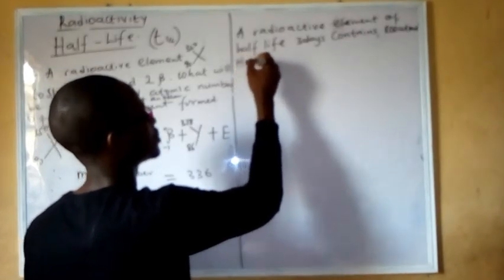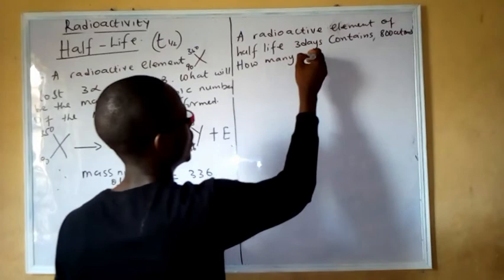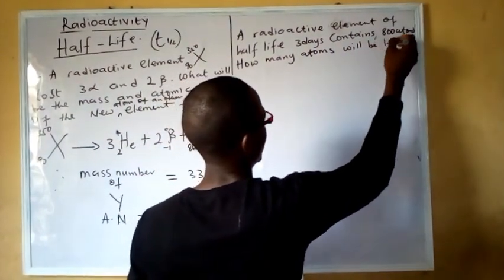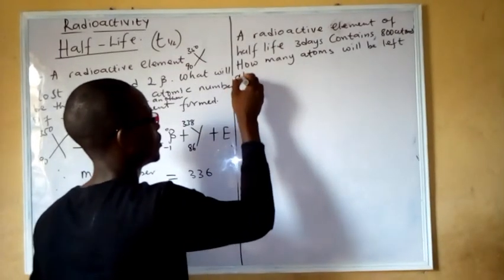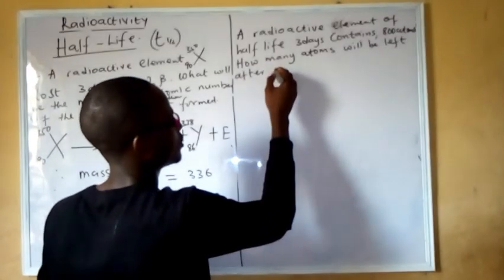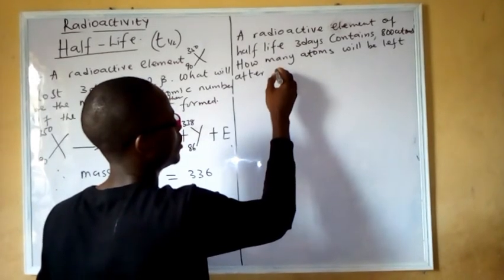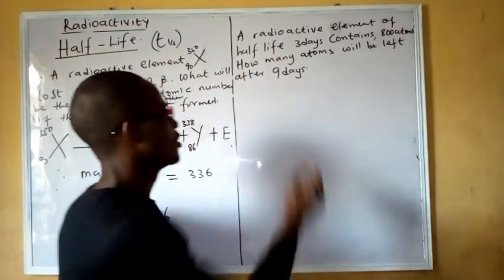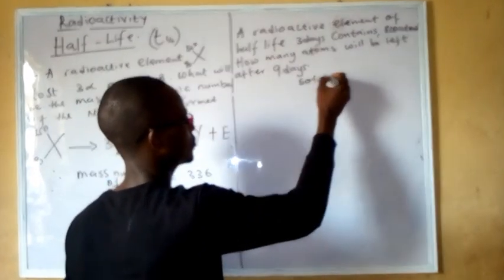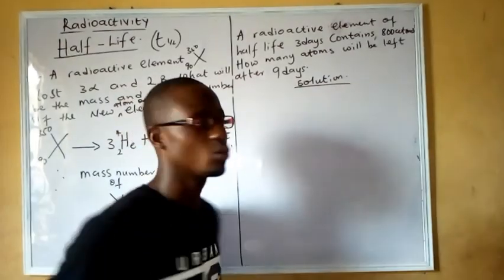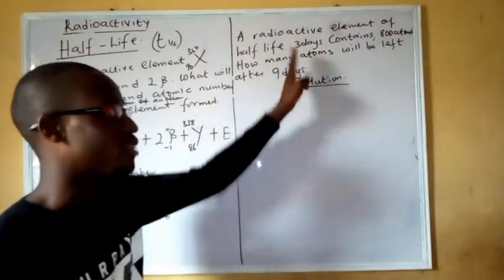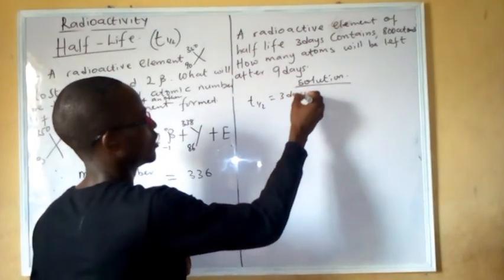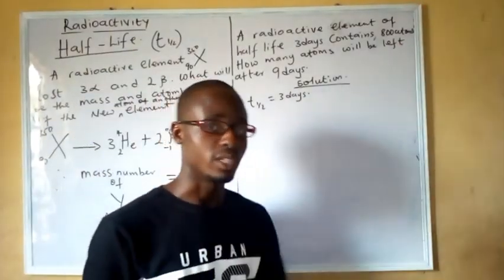So the element contains 800 atoms. How many atoms will be left after 9 days? This is a very simple question. Solution: how many atoms will be left after 9 days? The half-life is 3. Don't forget that T half is 3 days, and the sample consists of 800 atoms.